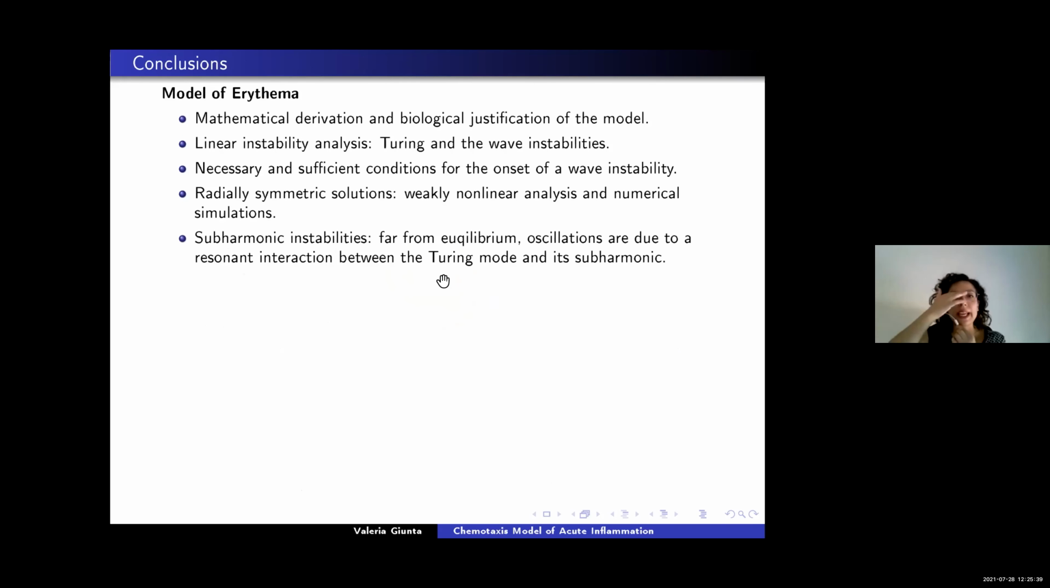In conclusion, today I have presented the mathematical derivation of a model of acute inflammation. The model admits both Turing and wave instabilities. We have proposed a new criterion to characterize the onset of a wave instability. We have shown that the system is able to reproduce a ring-shaped skin eruption, and the model displays a rich variety of solutions due to subharmonic instabilities.